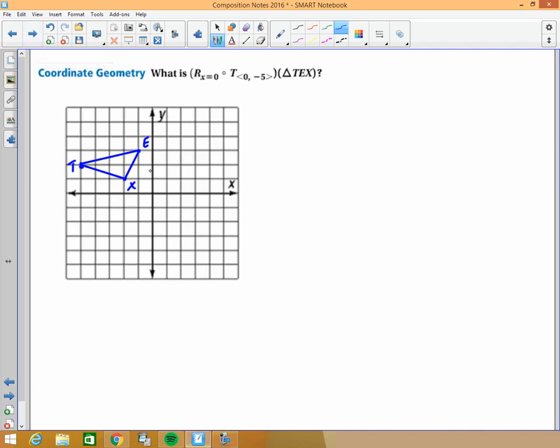Okay, so the first one we're going to do is the reflection of the translation of triangle TEX. And I read it that way because this open circle right here is actually composition. And so what it means is that we're going to translate it first and then reflect it. So when we do these, we're always going to do whatever comes last first, and then whatever comes first last. Okay, so that's the one thing we have to remember for this.